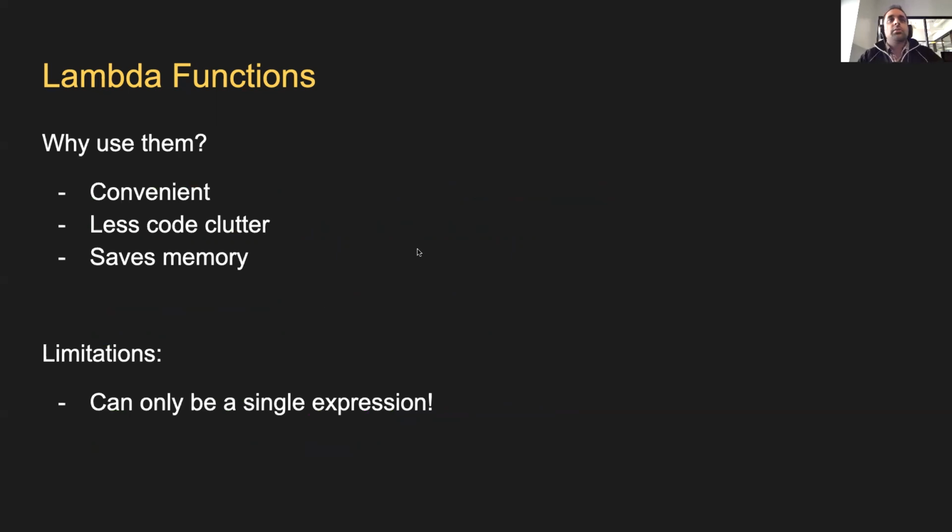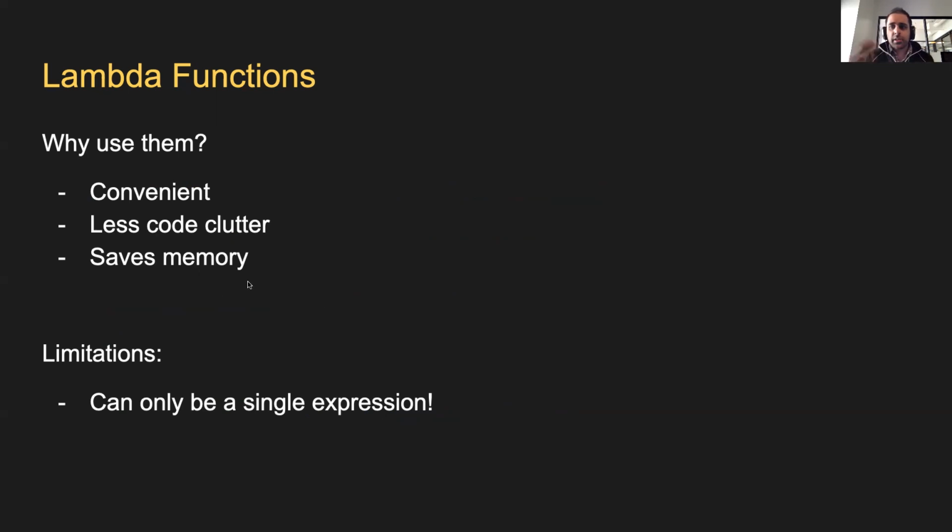All right, so why do you use them? Well, a few reasons. They're convenient. They don't clutter up your code. Again, they're just on one line. You don't have to waste extra space creating a function somewhere else and then only using it in one place, for example. There is some memory benefit of using anonymous functions.